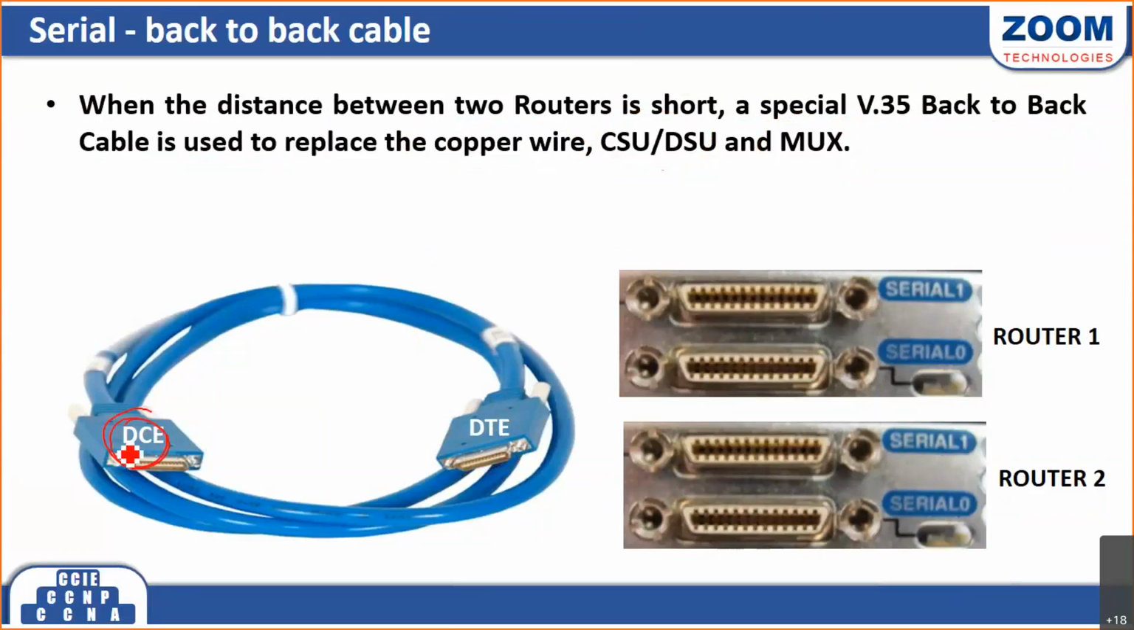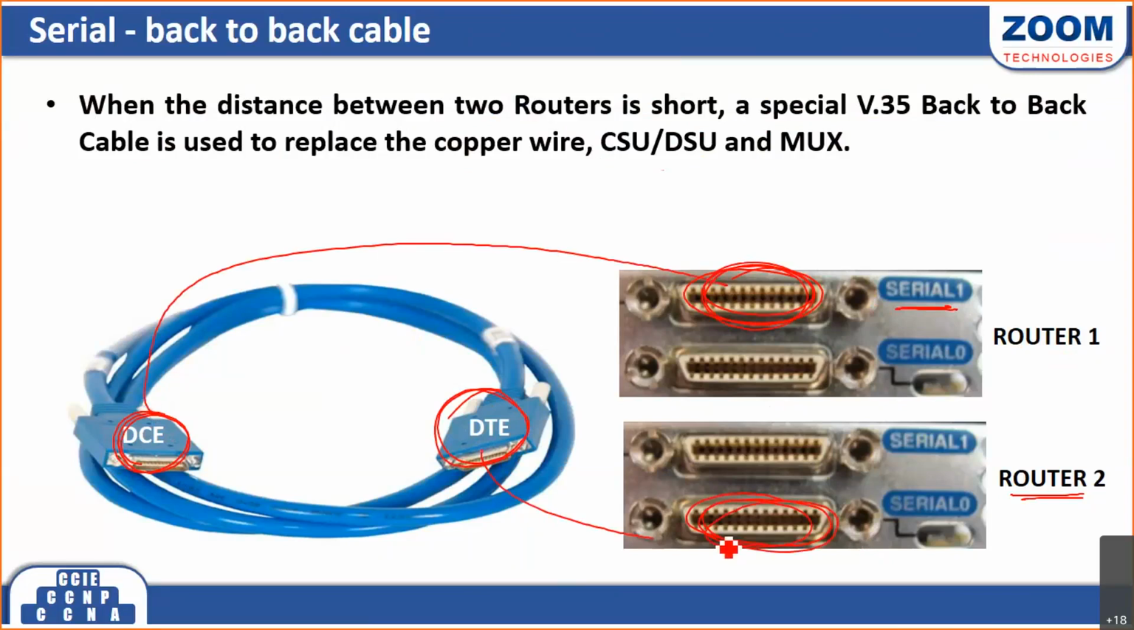So the DCE end, you connect on router 1 S1, and the DTE end, you connect to router 2 on S0. Now, which is master, which is slave? DCE is master, DTE is slave. Router 1 is master. Router 2 is slave.